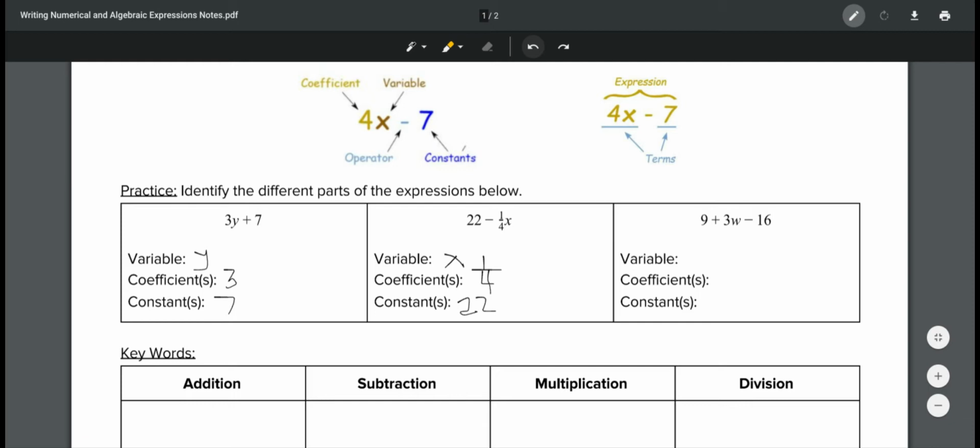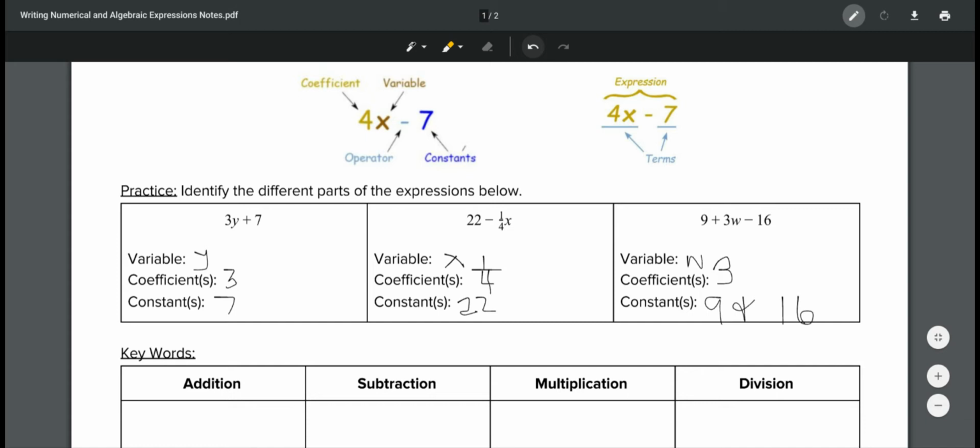Your variable should be W, that's the letter. Your coefficient, you only have one of these. It's the number that we're multiplying W by, and that's a 3. And my constant, I already told you I have two of them. They're the numbers that are all by themselves. So that's going to be the 9 and the 16. Both of those are the constants, 9 and 16, because they are not being multiplied by a variable.